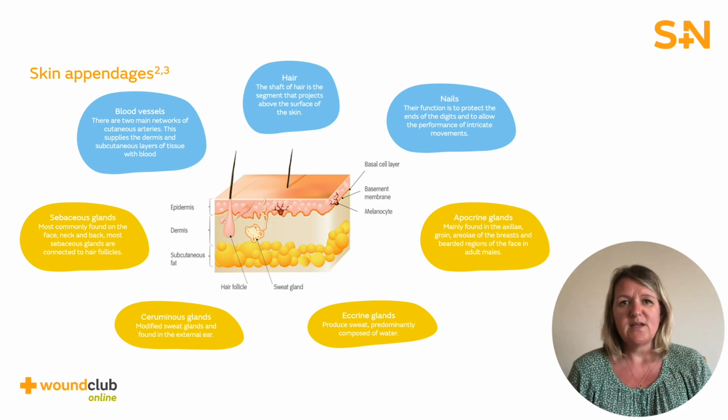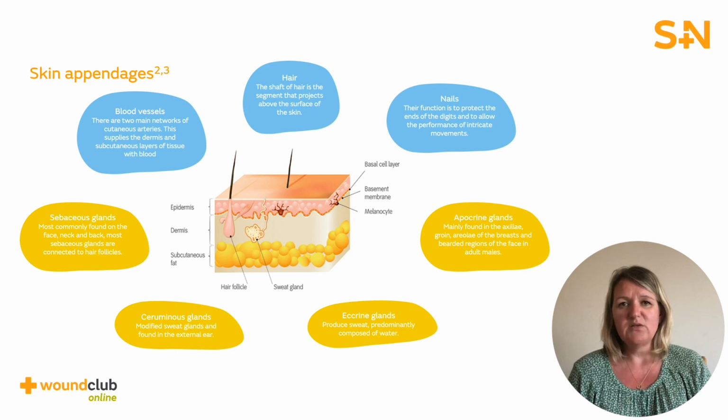Nails present in the skin are there to protect the ends of the digits and to allow the performance of intricate movements. The finger and toenails are made of sheets of keratin and are very tough. The skin contains 3 to 4 million sweat glands. These glands release sweat into hair follicles or onto the skin surface through our pores. There are two types of sweat glands, eccrine glands and apocrine glands, based on their structure, location and type of secretion.